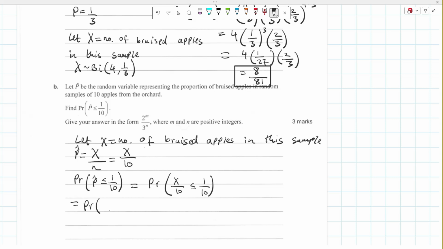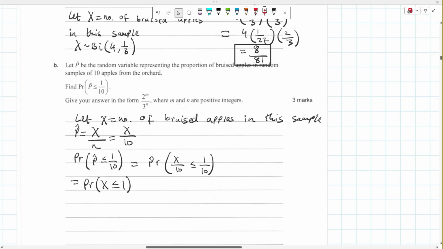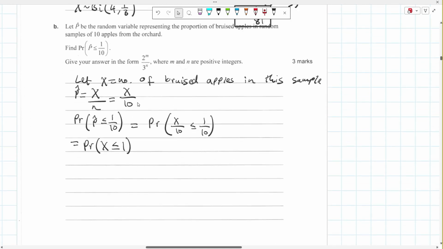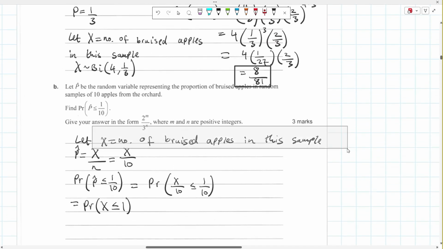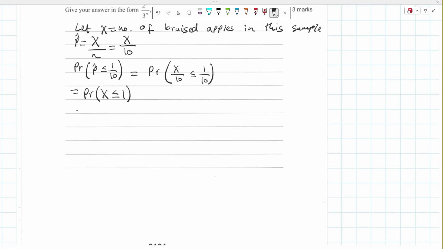Now, inside the probability, if you multiply by 10 on both sides, this is the same as the probability that x is less than or equal to 1. Now, if x is less than or equal to 1, and x is the number of bruised apples in the sample, that means we have the probability that x is equal to 0. You could have 0 bruised apples, or you could have exactly 1 bruised apple. So let's quickly apply the formula here.